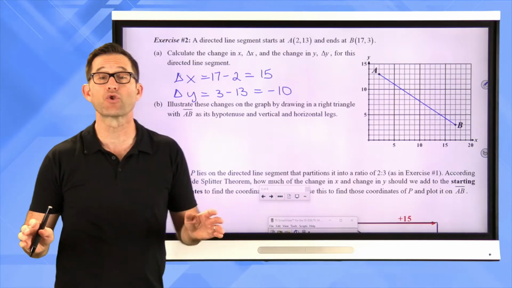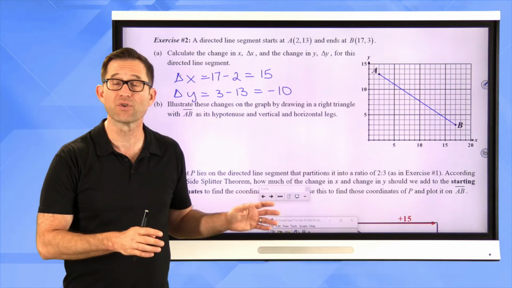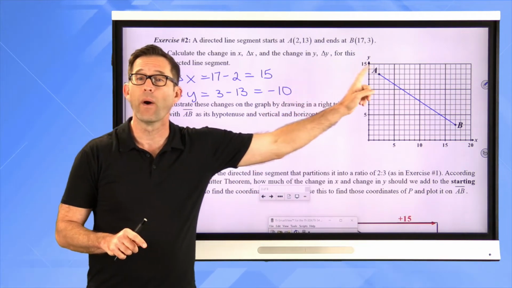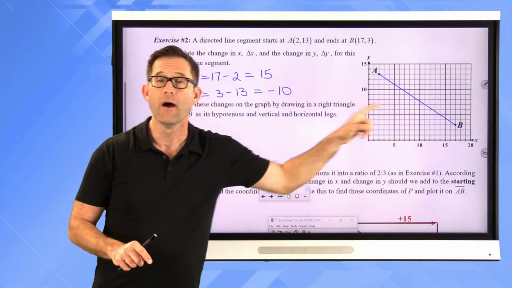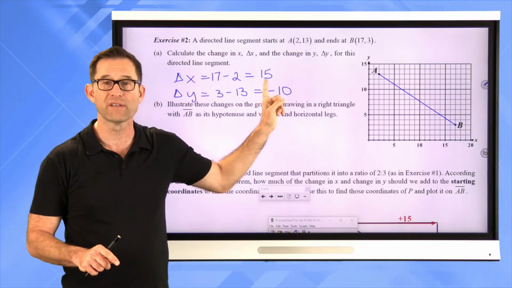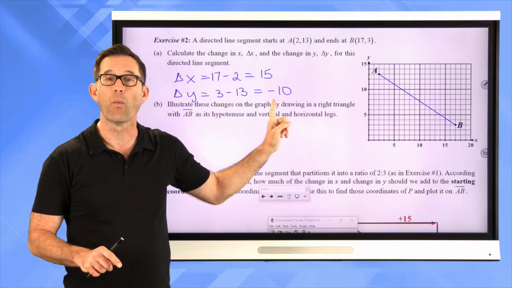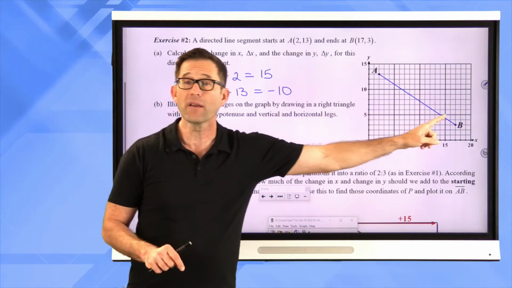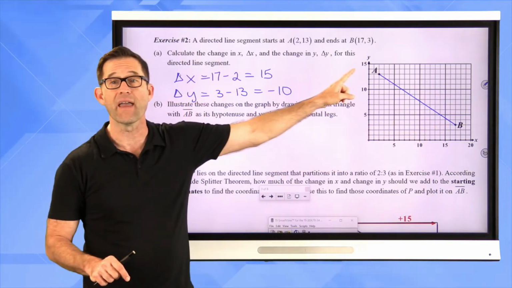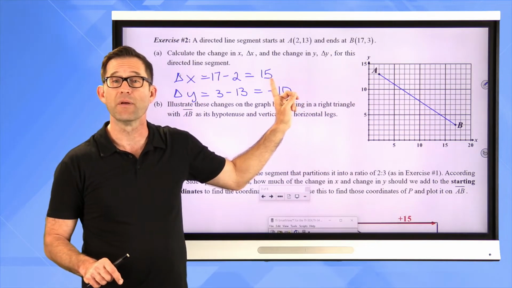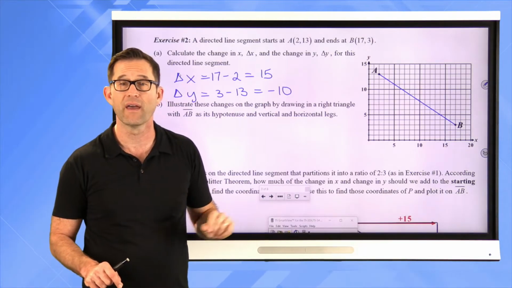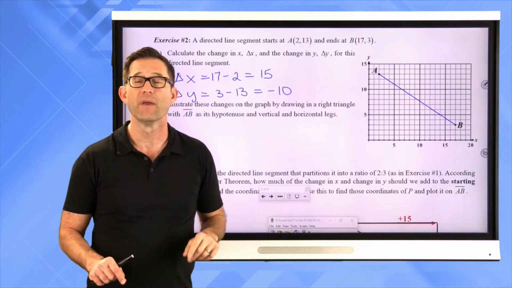And again, this is critical. We have to do them in this order, because what these two tell me is that when I go from A to B, my x-coordinate is increasing by 15 units and my y-coordinate is decreasing by 10 units. If the directed line segment was going from B to A, then my delta x would have been negative 15 and my delta y would have been positive 10. And these numbers matter.